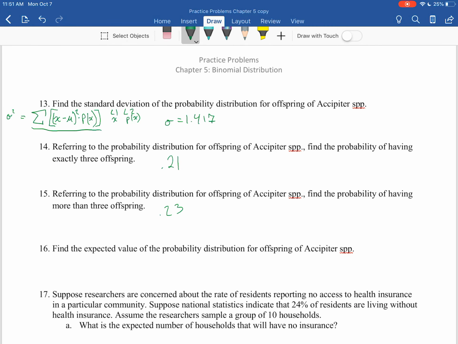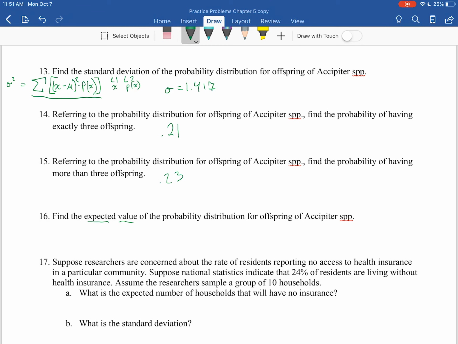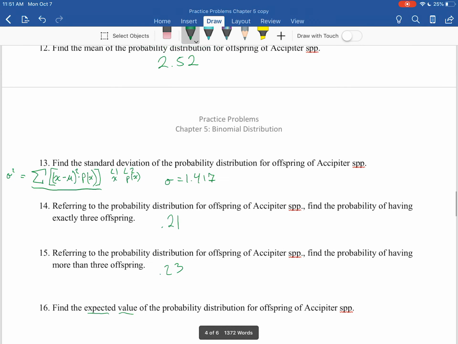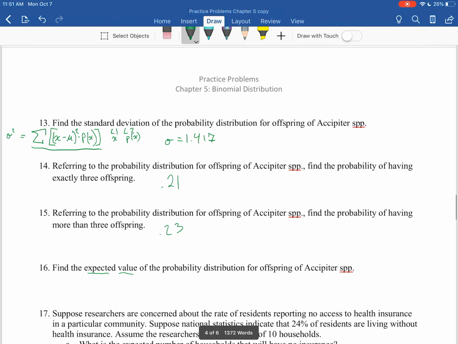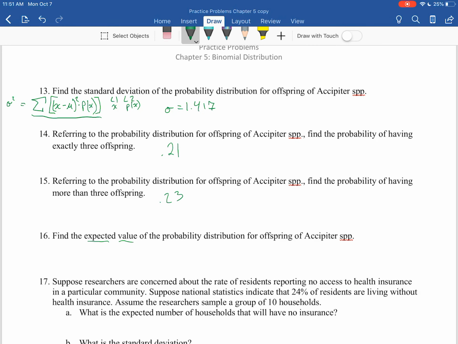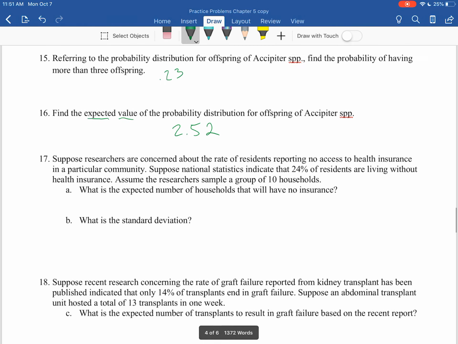And once again, just to show how this is all working, anytime you see expected value or mean or average, we're finding the mean. They're all synonymous with the same thing. So we already did that up at number 12, and you just copy down the same answer. That's where that value is. Moving right along to number 17.